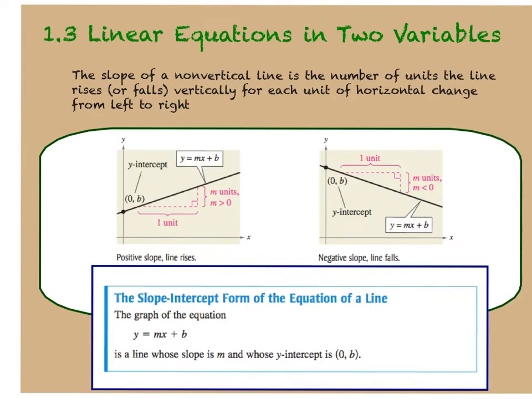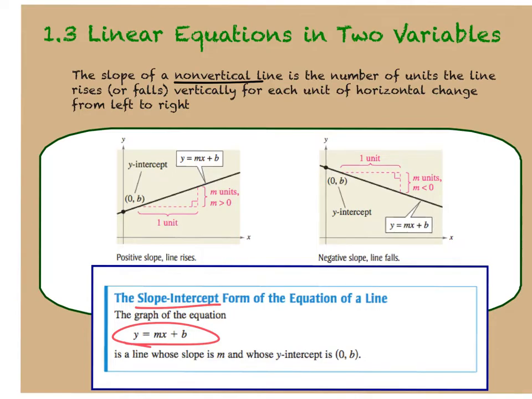It either has to go up from left to right, or it goes down, but it can't be vertical. Verticals are called undefined lines, and so that is not linear. This is your most known one, slope-intercept form of an equation. This was your best friend back in Algebra 1. y = mx + b, where m is your slope and b is your y-intercept.